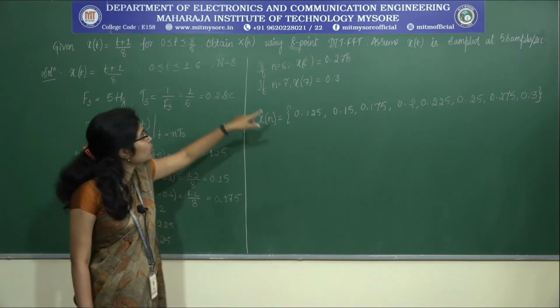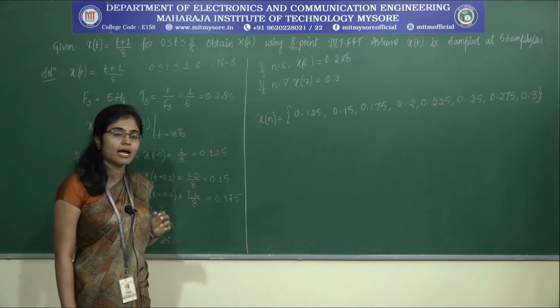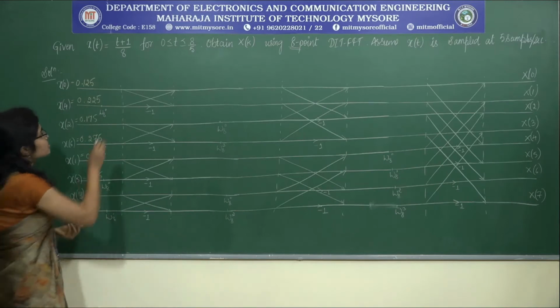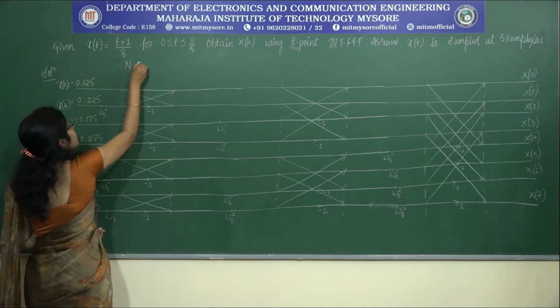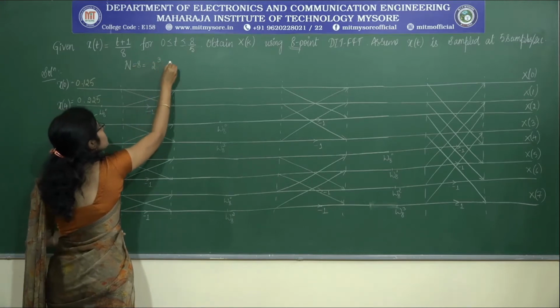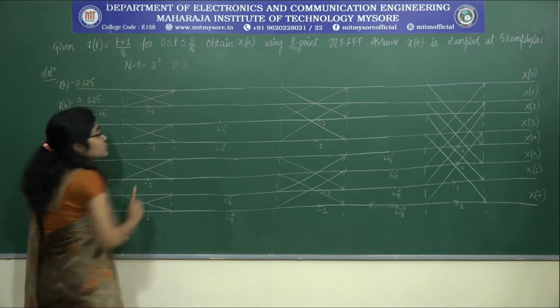To this sequence I need to apply the DITFFT algorithm and I need to find out x of k. I have written the butterfly structure. Since they have told N is equal to 8, if I express this in the form of 2 power v, it is nothing but 2 power 3. So the value of v is equal to 3, which tells us there are 3 stages.